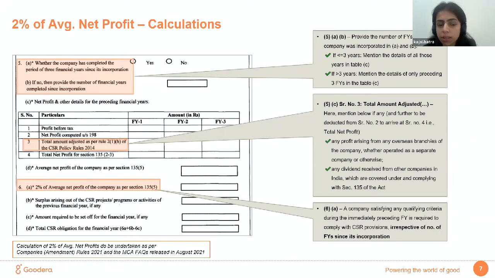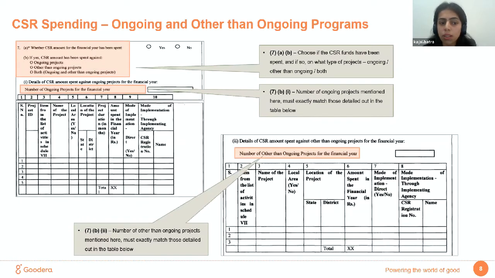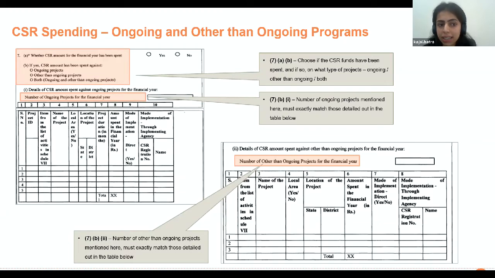So moving on to the next slide, which is on CSR spending in ongoing and other than ongoing programs. Point 7A and 7B are asking for details on the ongoing and other than ongoing projects undertaken during the reporting period. These details are the same as the details requested in the MCA report. The companies would first need to confirm if they undertook ongoing projects, other than ongoing projects, or both, and provide the same specific details for the same.